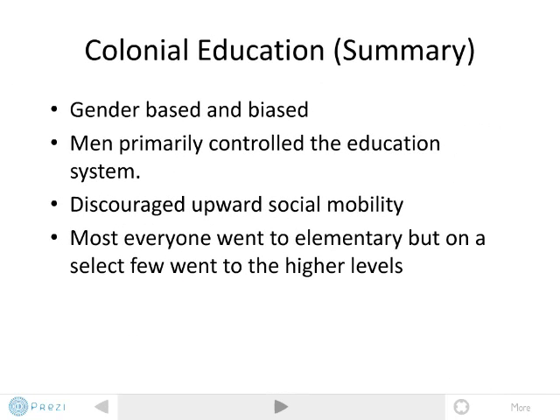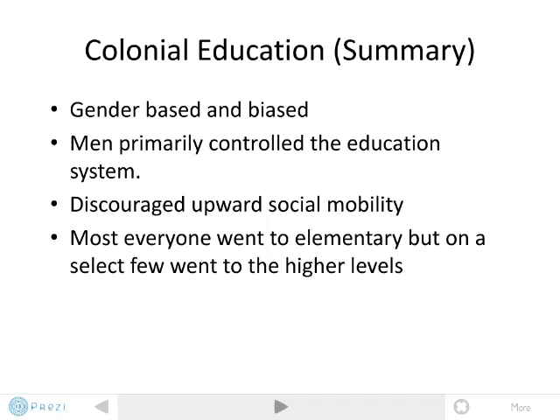So, in the southern colonies, you would have all these homes together in certain areas. So what they would do is you would have private tutors. So you wouldn't have many schools. You would have private tutors.